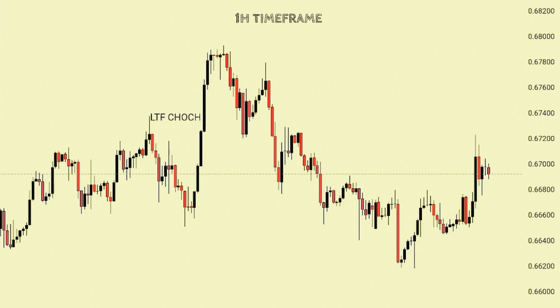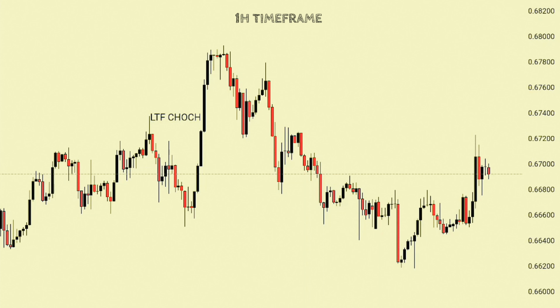direction. On this chart, price was previously respecting bullish structure by making higher highs and higher lows. However, when price fails to create a new higher high and instead breaks the most recent higher low with strong momentum, that is where the change of character occurs.